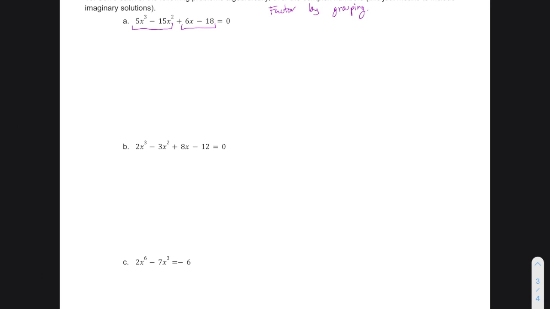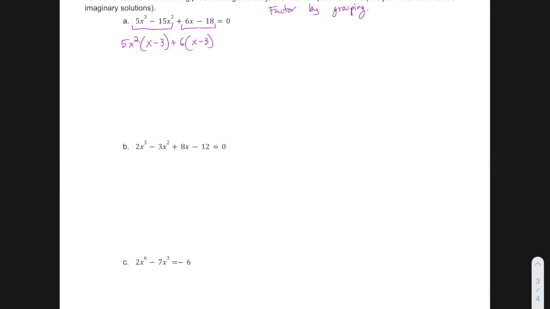So if I look at the first two terms, I say, well, I could factor out 5x squared. This would leave me with x minus 3. And if I look at my second two terms, I can factor out a 6. And that leaves me with x minus 3.